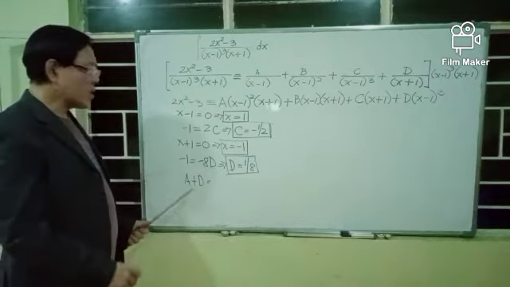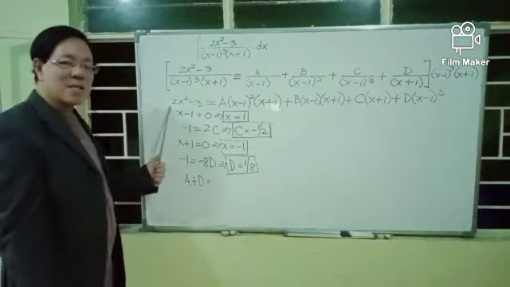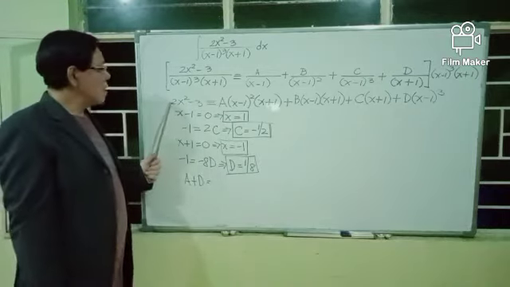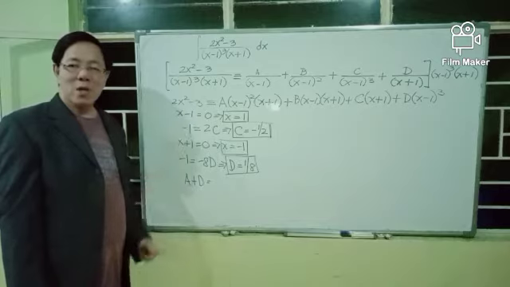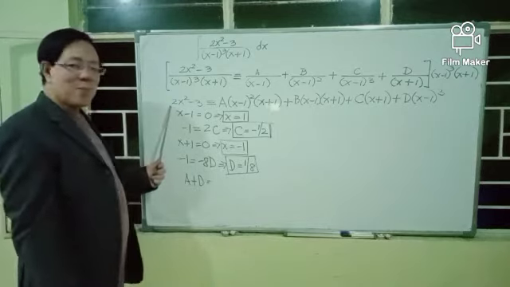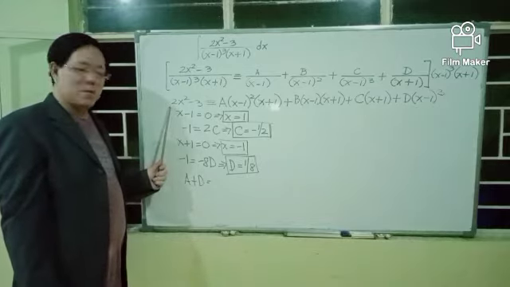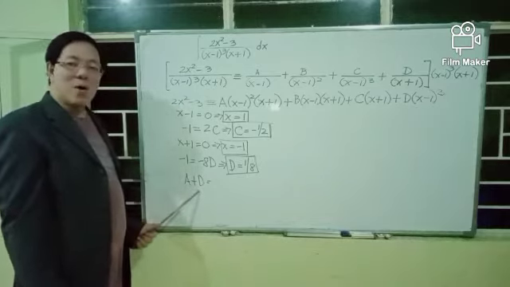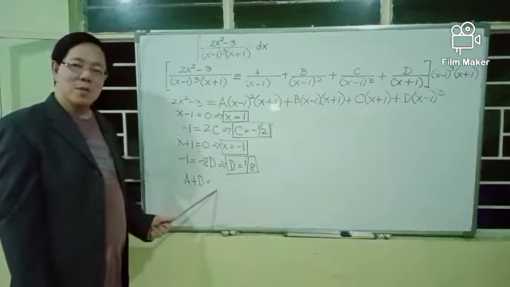This coefficient of x cubed at the right hand side, we equate to the coefficient of x cubed at the left hand side. But you can see the left hand side has no x cubed. You can always add a term with x cubed to the left hand side, but the coefficient should be 0. Therefore, a plus b, the coefficient of x cubed at the right hand side, we equate to 0.